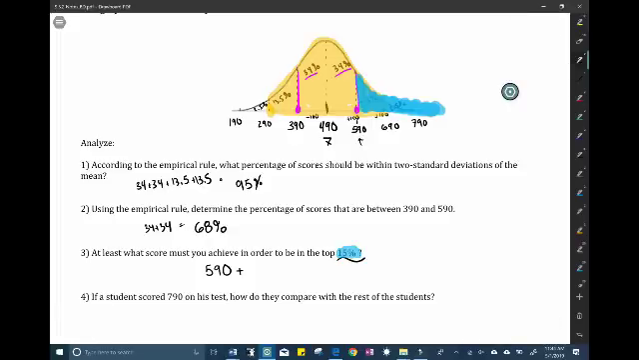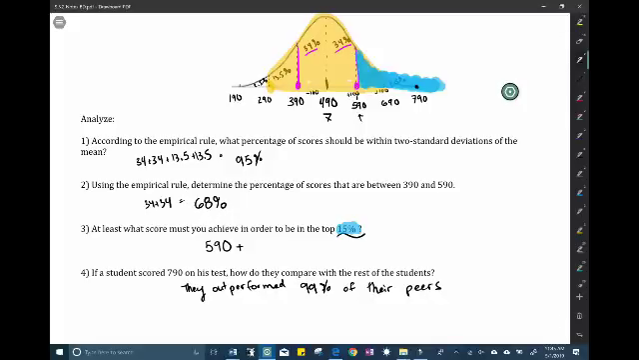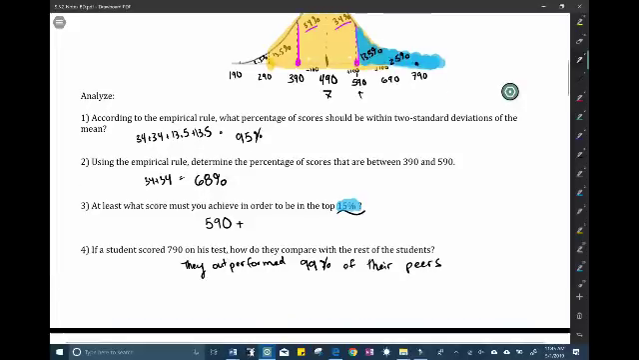Okay, if a student scored 790 on his test, how do they compare with the rest of the students? So if they scored a 790, that's at the very, very tail end. They performed, or outperformed, at that point, 99% roughly of their peers. Okay, because they are so far along there that they outperform 99%. You could definitely round and say roughly 100, but they are within 3 standard deviations, 790. If you add up the percentages, you're not exactly at 100, so there's always room for a little bit of error from there.